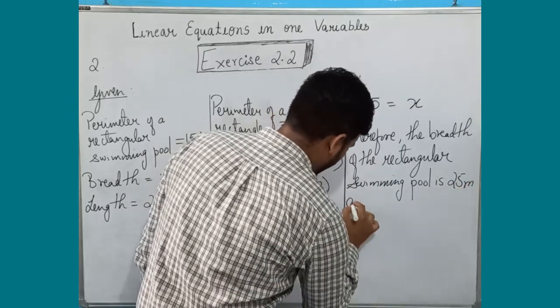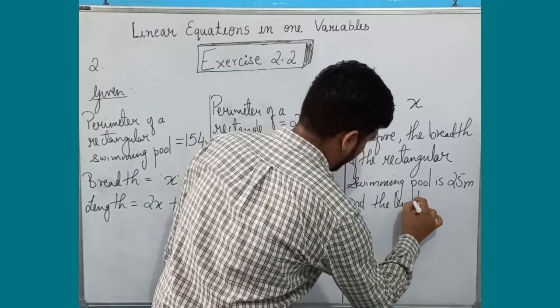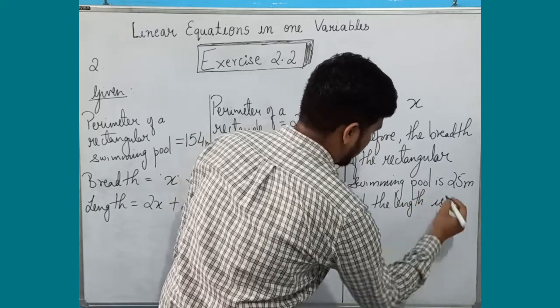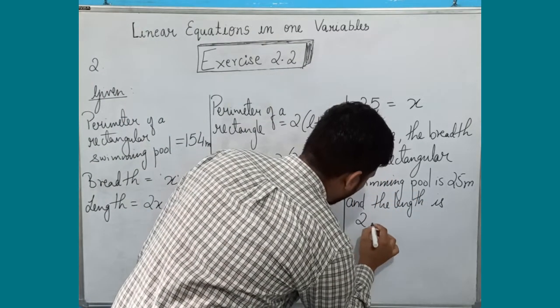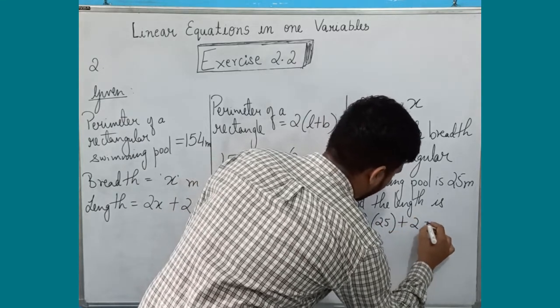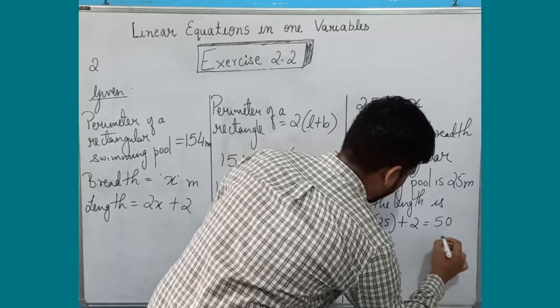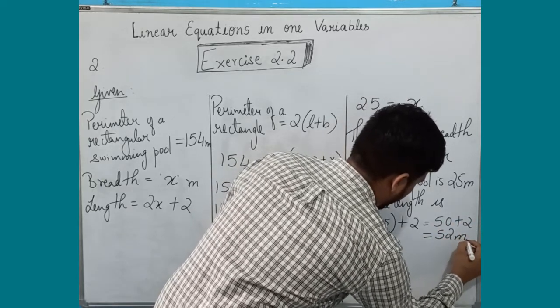I will continue this statement. And the length is, how much is the length? Just go back to the statement that you have written. Length is equal to 2x plus 2. Length is 2 into 25 plus 2, which is nothing but 50 plus 2 equal to 52 meters.